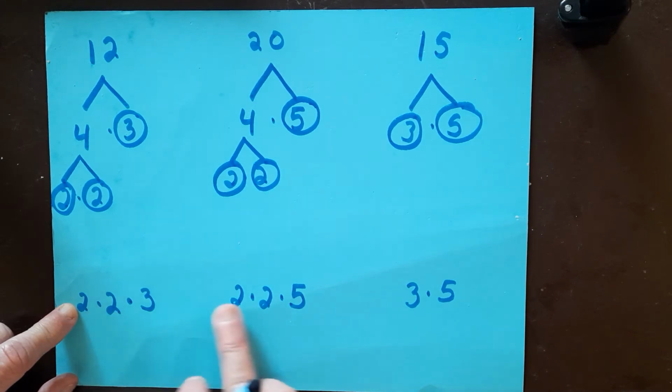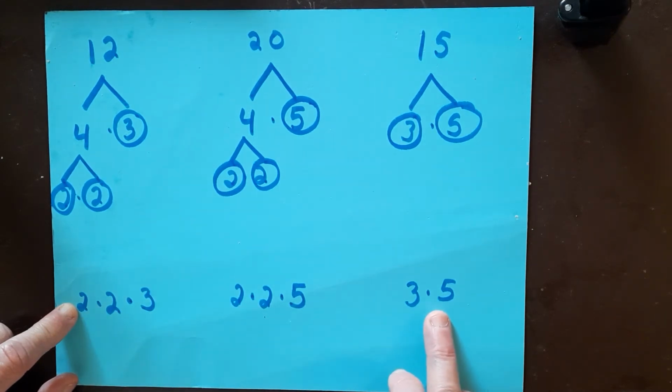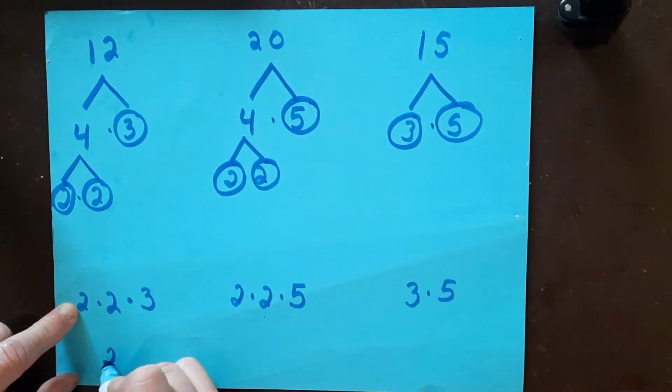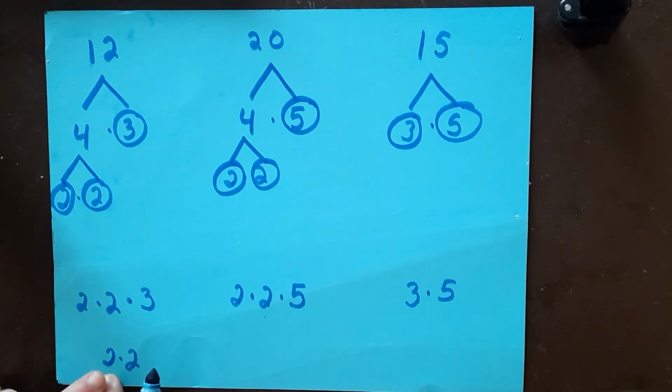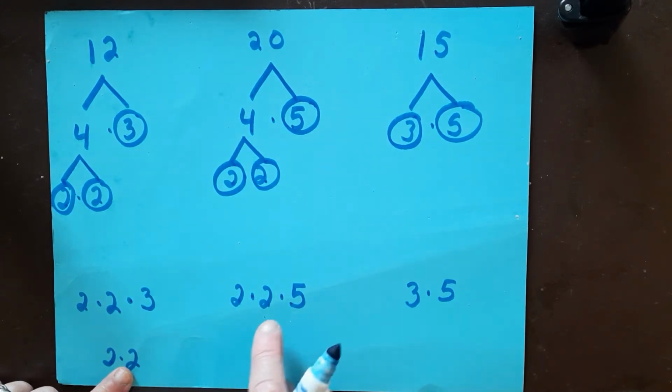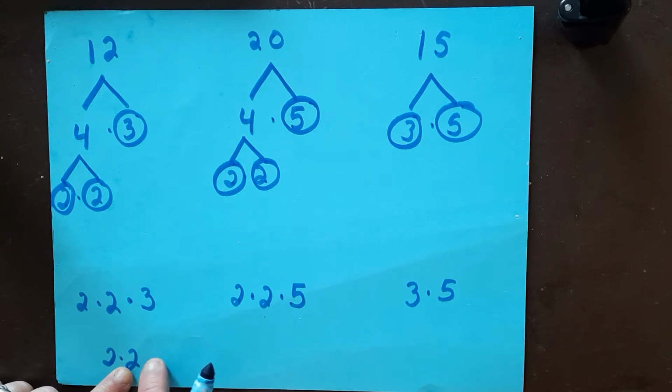This has two 2's, this has two 2's, and this has none. So the greatest number of 2's is 2. So we write 2 times 2. If this had three 2's, we would write 2 times 2 times 2, because 3 would be the greatest number.